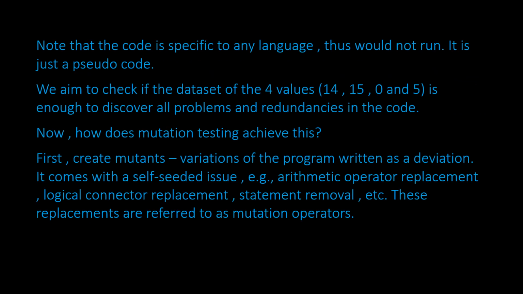Note that the code is not specific to any language, thus would not run; it is just pseudocode. We aim to check if the dataset of the 4 values 14, 15, 0 and 5 is enough to discover all problems and redundancies in the code. Now how does mutation testing achieve this? First, we create mutants. Variations of the program are written as a deviation. It comes with a self-seeded issue, for example, arithmetic operator replacement, logical connector replacement, statement removal, etc. These replacements are referred to as mutation operators.